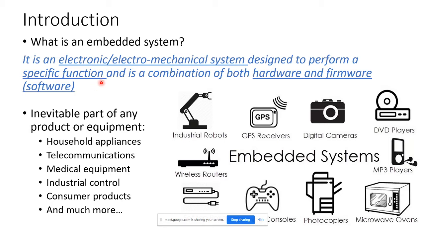So the actual purpose of an embedded system is not about computing. It is used to help some other system, to automate it or to make its performance better. A typical example is a lift. The function of the lift is not computing, but you still use embedded computers on that. And it's a combination of both hardware and firmware. It does have hardware components, and it also has a software component to it.